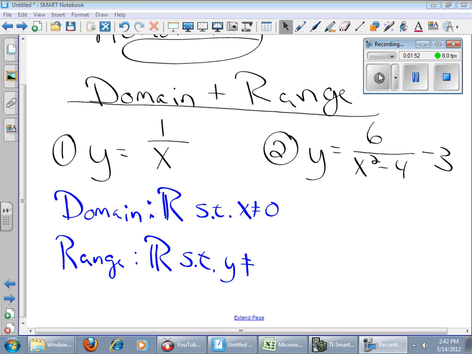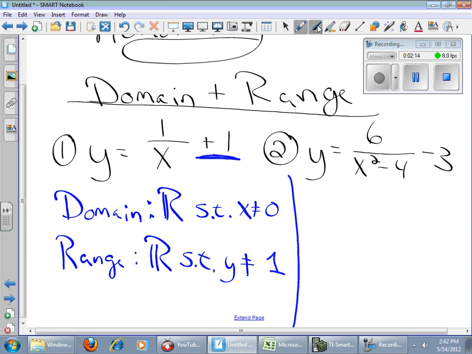Now, if I have the plus 1 on the end, I know that that shifts my horizontal asymptote up to y equals 1. Remember that? The horizontal asymptote of this guy would be y equals 1. So I know, therefore, that for my range, that's a restriction on y. Y cannot equal 1. And there you go. You've done domain and range.